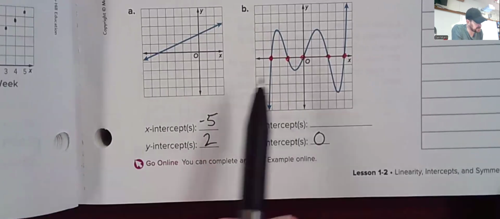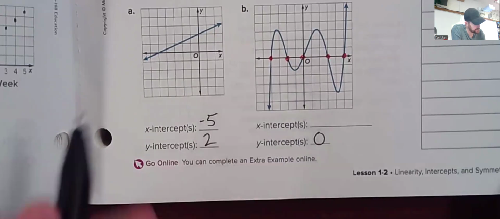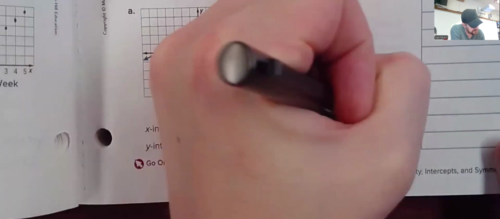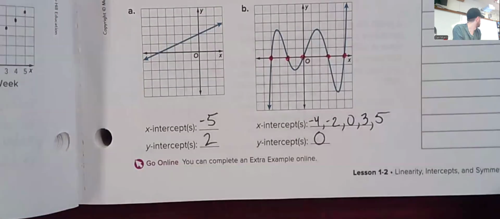points on there just to make it really clear how many there are, it's never a bad idea. So let's see. We're going to -4, -2, 0, 3, and 5. Cool. Any questions about that? Nice thing about x and y intercepts, you can literally point to them when they're on a graph. All right, turn the page.